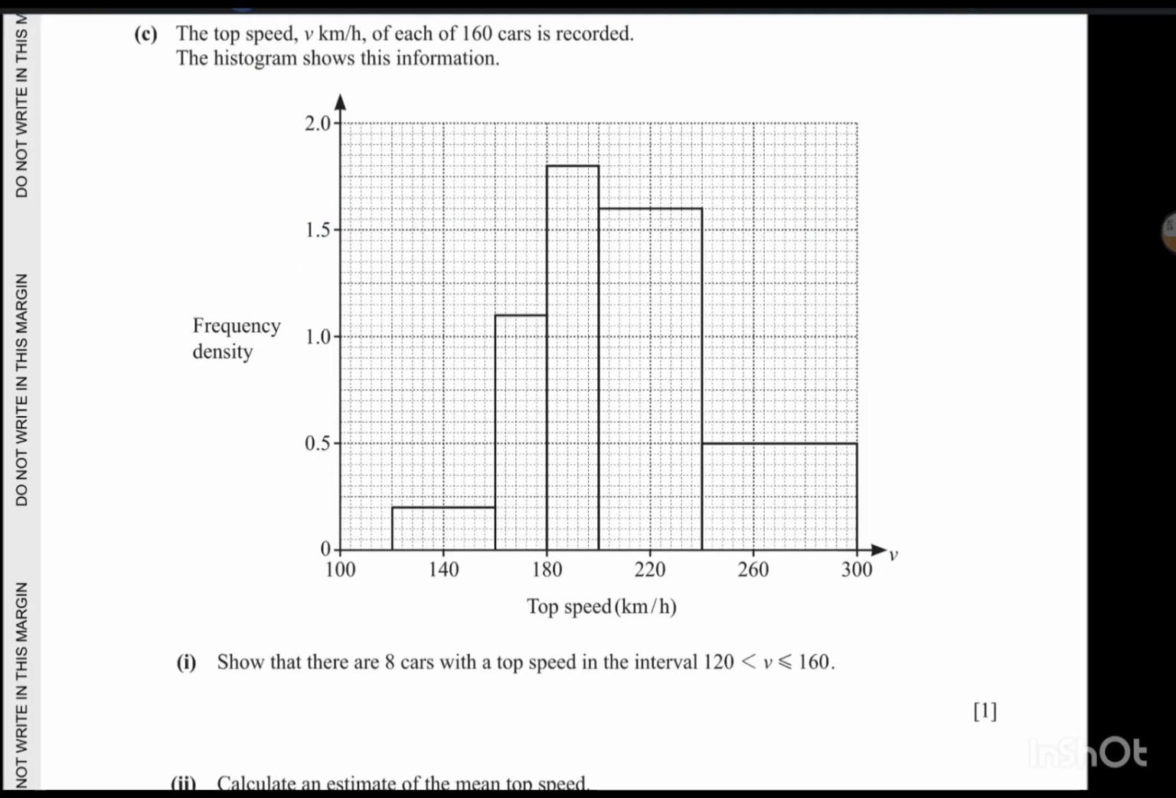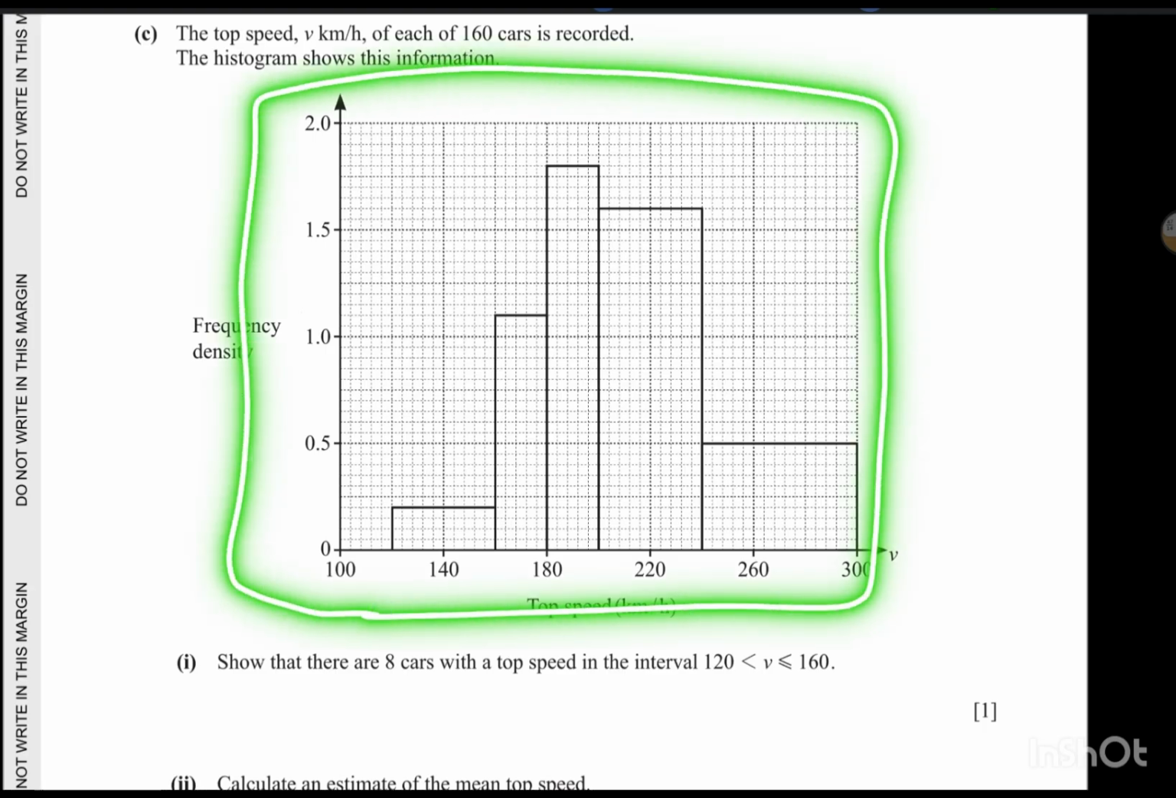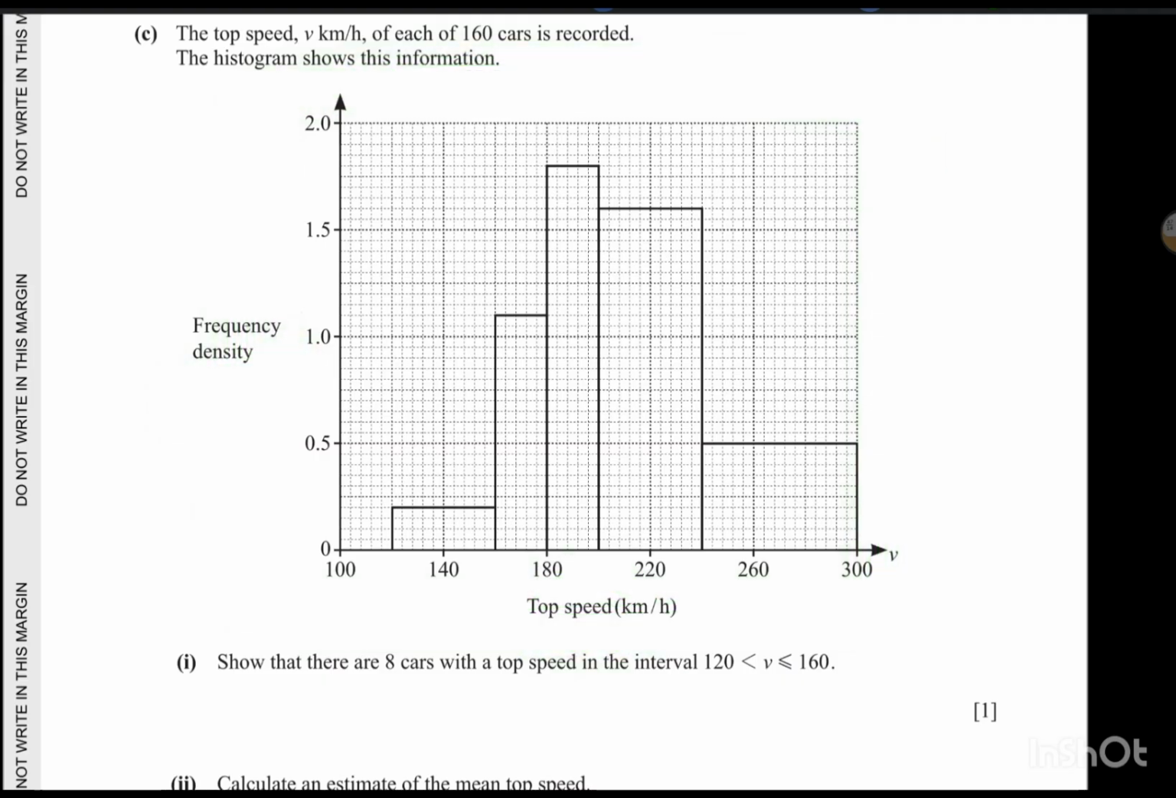Question number C now. The top speed V kilometers per hour of each of 160 cars is recorded. The histogram shows this information. Now the next question in the same main question C is a histogram question. This is the histogram given to us, where frequency density is on the vertical axis and top speed in kilometers per hour is on the horizontal axis. Question number 1: show that there are 8 cars with the top speed in the interval 120 to 160.